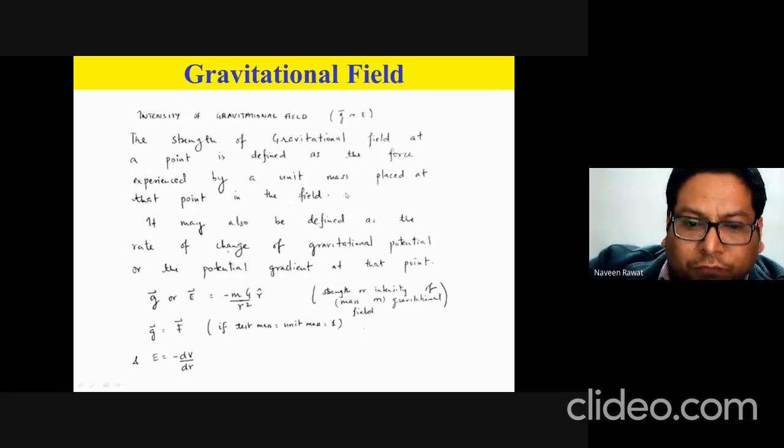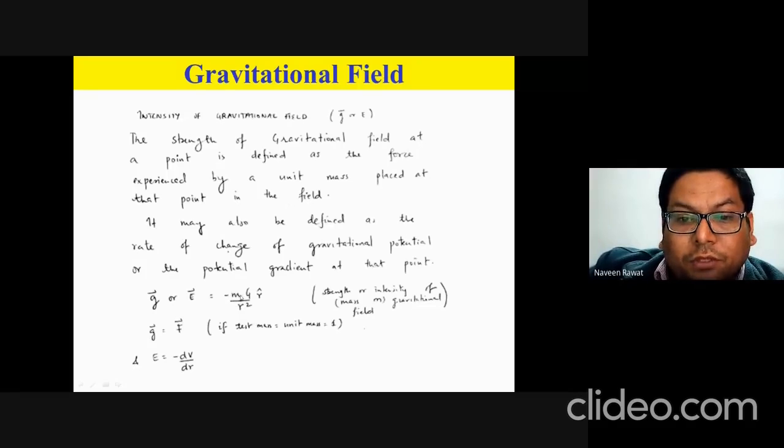So we'll be using this formula, minus G M by r squared. Again, to remind you, the M here is the mass of the source particle which is creating the field. G is the universal constant, and r is the distance from where we are calculating the field. We use a negative sign to show that the field is pointing towards the source particle, not away from the particle.